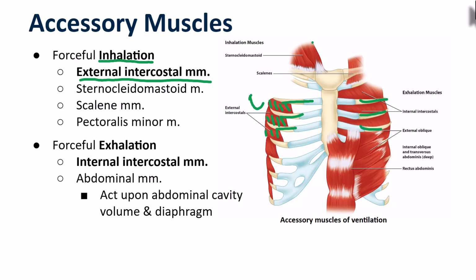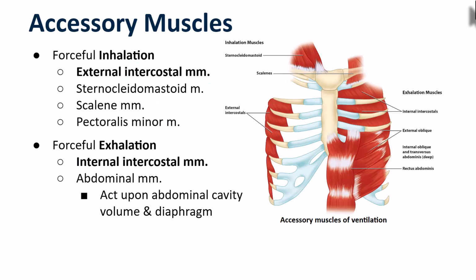But those aren't the only muscles that can help expand the thoracic cavity. So for instance, the sternocleidomastoid muscles can pull on the manubrium of the sternum to help slightly increase the volume of the thoracic cavity. The scalene muscles of the neck can pull on the first and second ribs to help elevate them, to help increase volume. Pec minor muscle can pull on the second, third, and fourth ribs, expanding them upwards, helping to increase volume. Those are all accessory muscles of ventilation that affect inhalation.